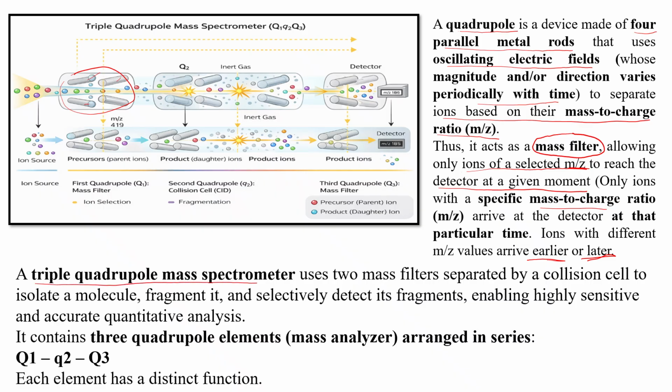Now a triple quadrupole mass spectrometer uses two mass filters separated by a collision cell to isolate a molecule.